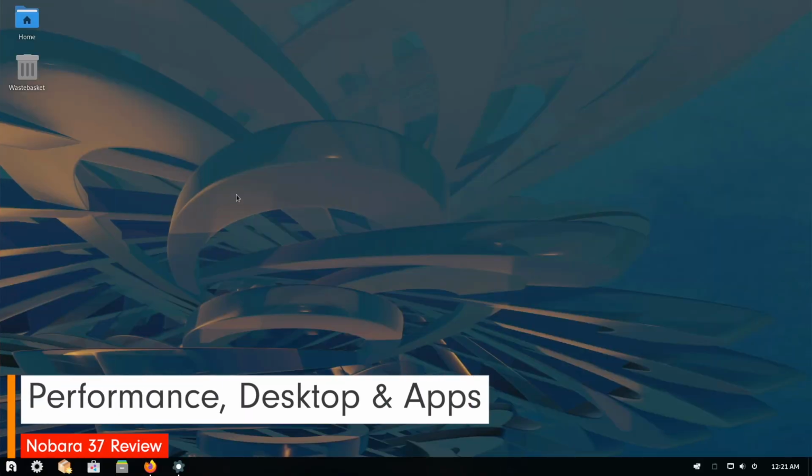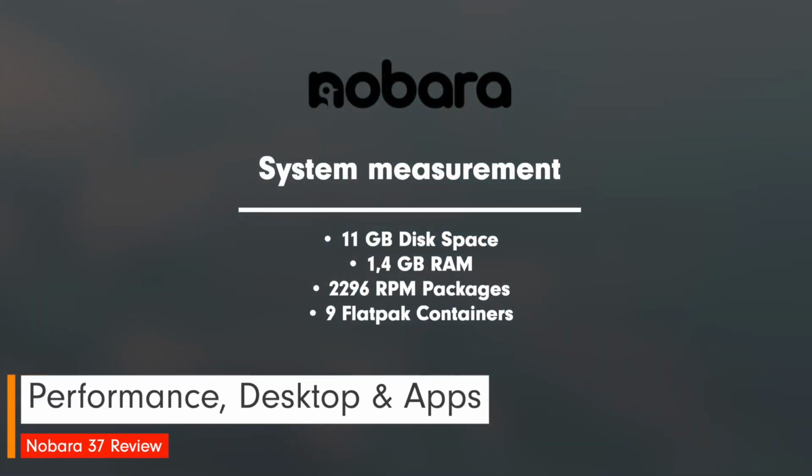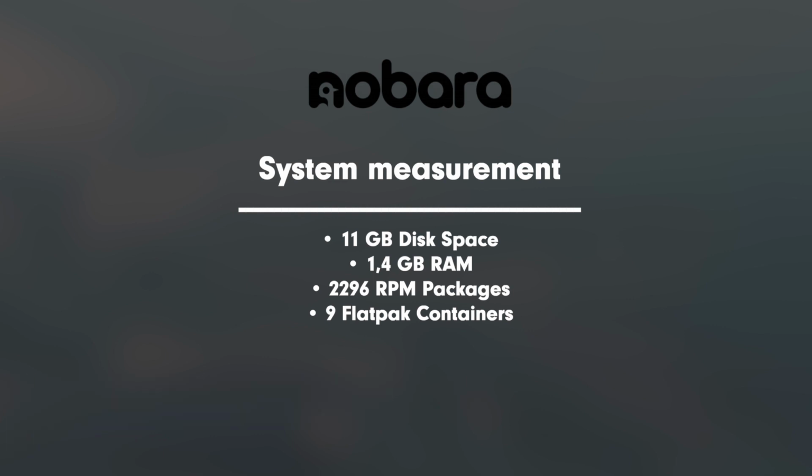Let's come to the system measurement. The system took up 11GB of disk space. The memory requirement was 1.4GB. The number of pre-installed packages after the first start was 2,296 RPM packages and 9 Flatpak containers.